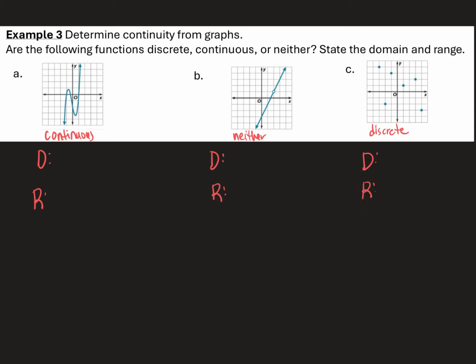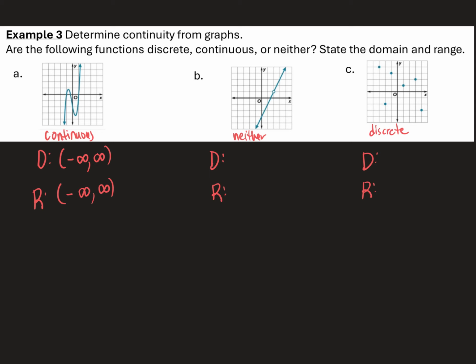The domain: how far left or right does this graph go? Well, it goes forever to the left and down, and forever to the right and up. So forever left and right, which means the domain is all real numbers. Forever down and up means the range is all real numbers. I'm going to write that in interval notation so I don't have to write it in both forms. Negative infinity to positive infinity. The range, the same: negative infinity to positive infinity.